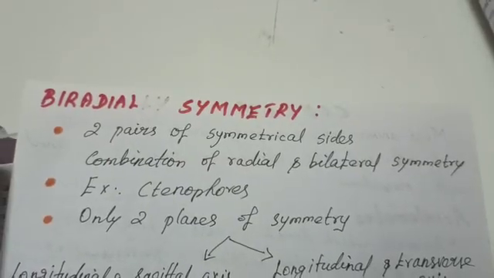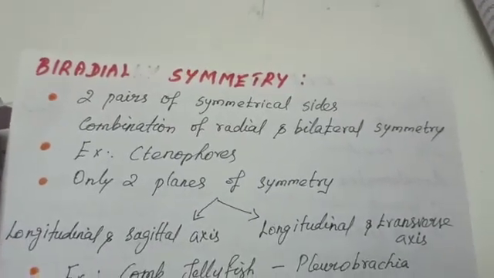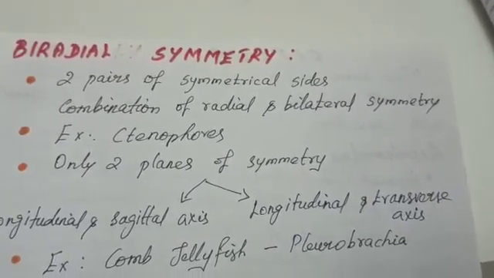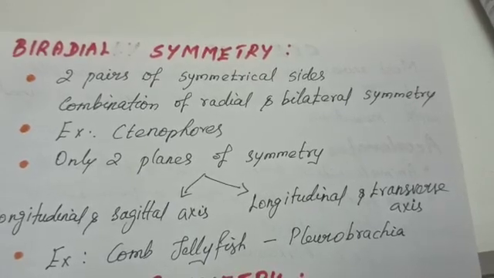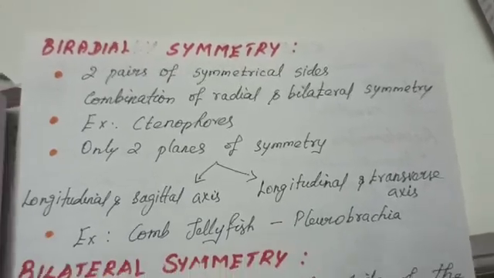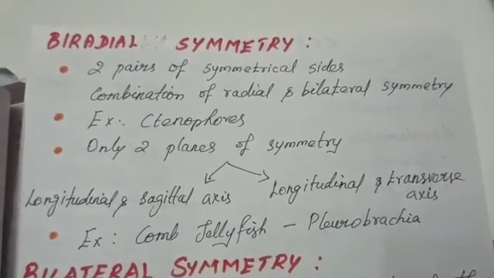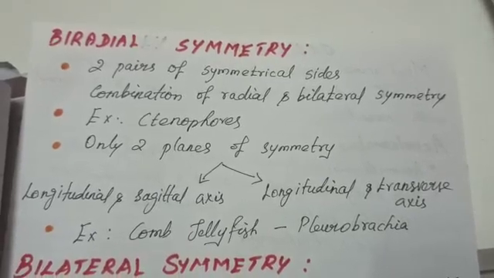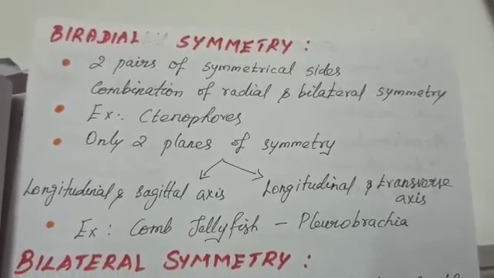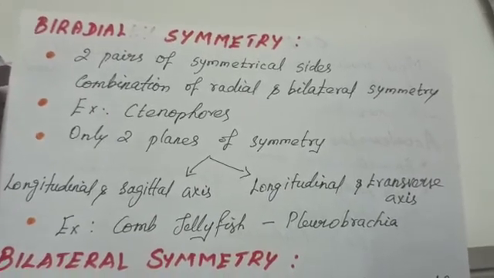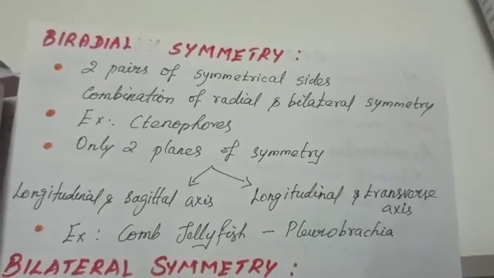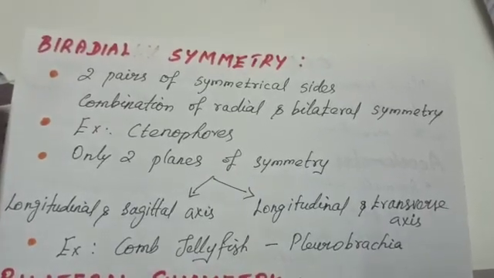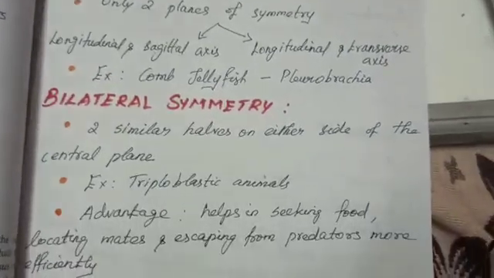The next one is biradial symmetry. 2 pairs of symmetrical sides we can get. A combination of radial and bilateral, so it is called biradial symmetry. Examples are ctenophores. 2 planes of symmetry we can get: one is with longitudinal and sagittal axis and another one is with longitudinal and transverse axis. Examples are comb jellyfish, Pleurobrachia.